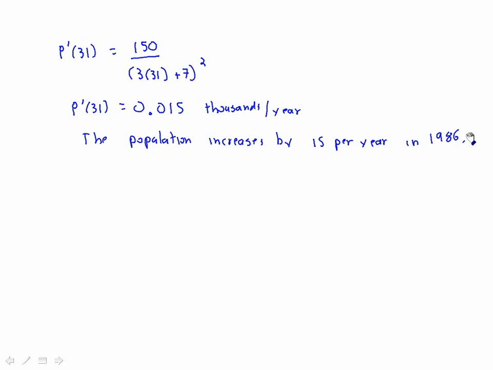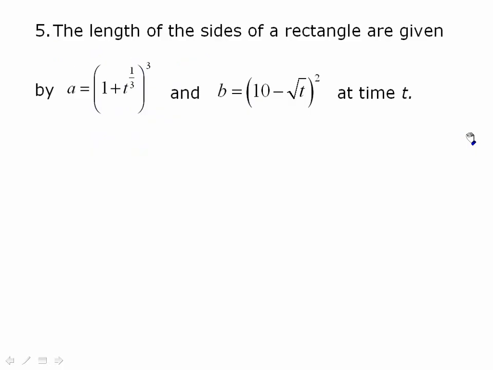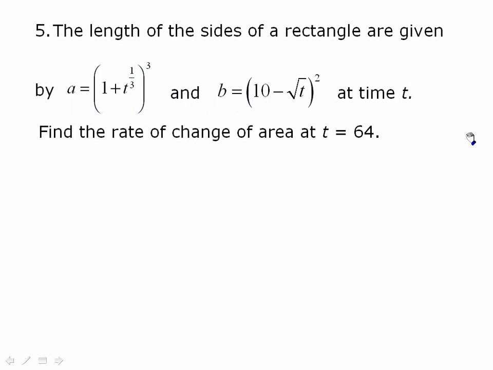Now the next question is going to be the messiest of them all, but it's kind of interesting. It may strike you as not a particularly useful application, but nevertheless the math is worth looking at. These are the lengths of the sides of a rectangle. A is this, B is that. We want to find the rate of change of area at t is equal to 64.